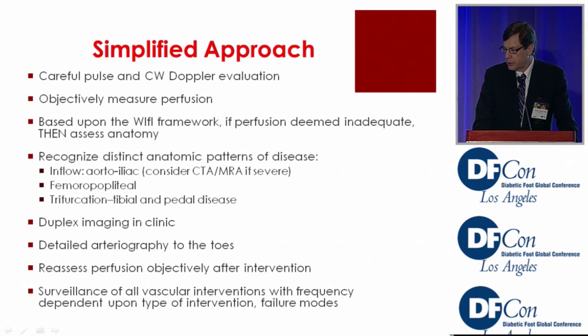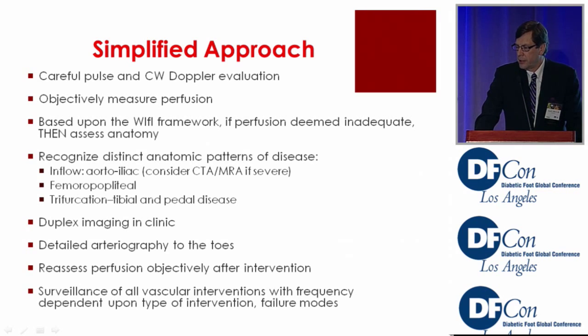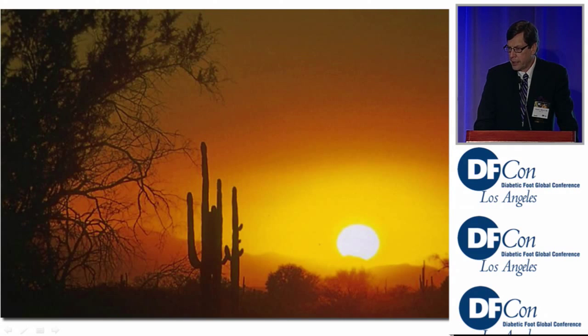So in conclusion, and actually I'll be on time, is pulse exam, history, and continuous wave Doppler on every patient, objectively measure the perfusion in some way, grade their perfusion, and then looking at the WIfI framework and the rest of the patient and finally their anatomy. If the perfusion's not adequate to heal the wound, fix it. Once you've fixed it, reassess it to be sure you've really fixed it, and then follow that patient over time to be sure that your hemodynamic result has been adequate. So hemodynamics are important, so if you don't believe it, you need to keep measuring it.